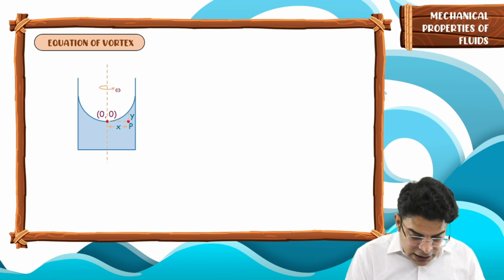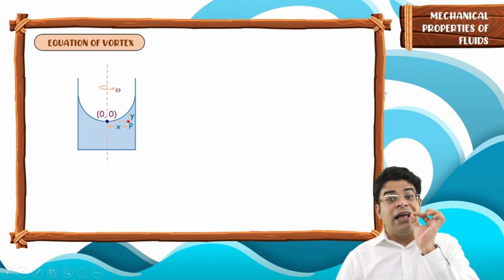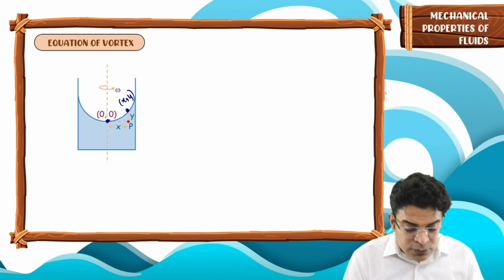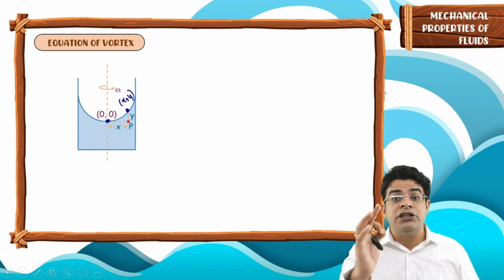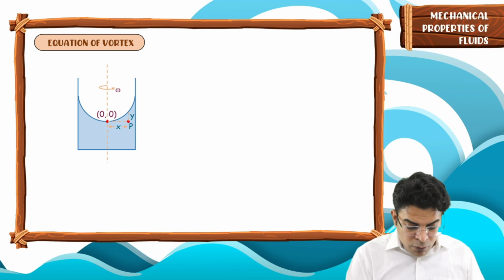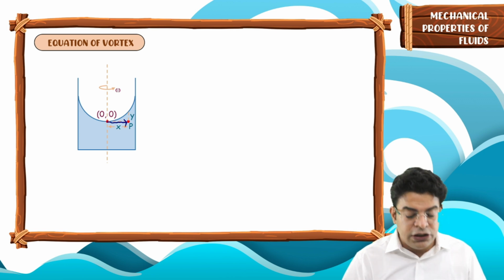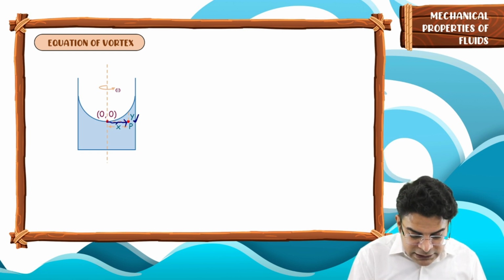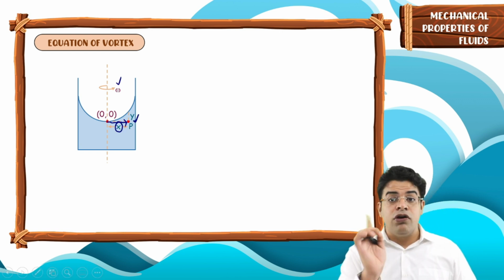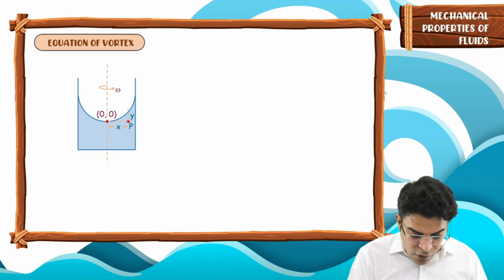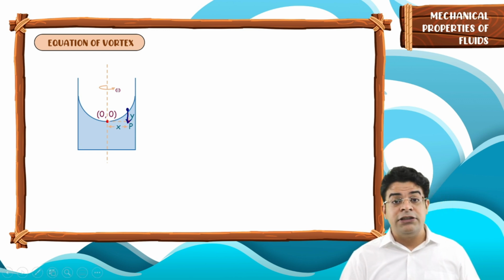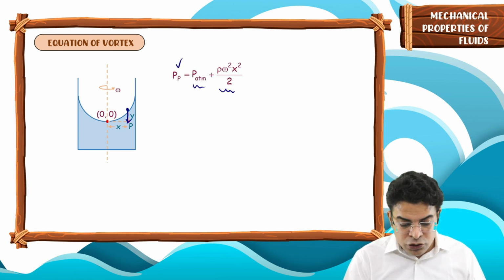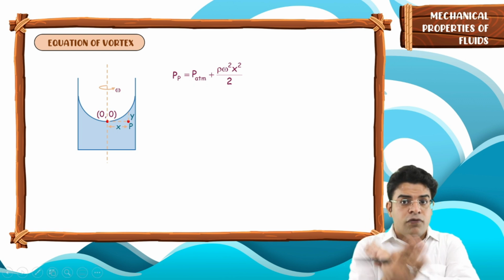So at this point which you have considered as origin and this point which is x comma y, since both of them are exposed to atmosphere, the pressure will be P atm. If you move horizontally from origin to point P, the pressure will increase because of rotation, because this point P rotates in a circle of radius x with an angular velocity omega. And as you move from surface down, the pressure will increase because of gravity. So you can say the pressure at point P can be written as P atm plus rho omega square x square by 2 because of rotation.